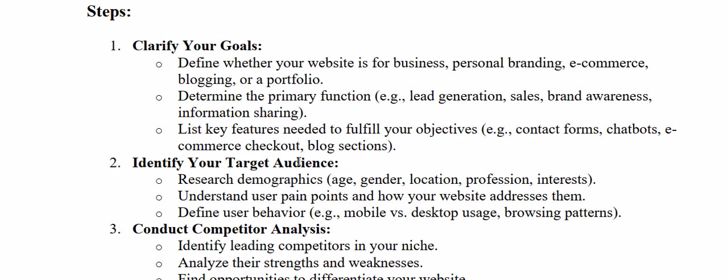Thereafter, you need to determine the primary function of it. Is it for sales, or just making people aware of what you are dealing with? Or is it just for sharing information? You need to check it out. You need to make sure that you determine what its function is. That's clarifying your goals. Lastly, but not the least, for this particular module, is to list the key features needed to fulfill your objectives.